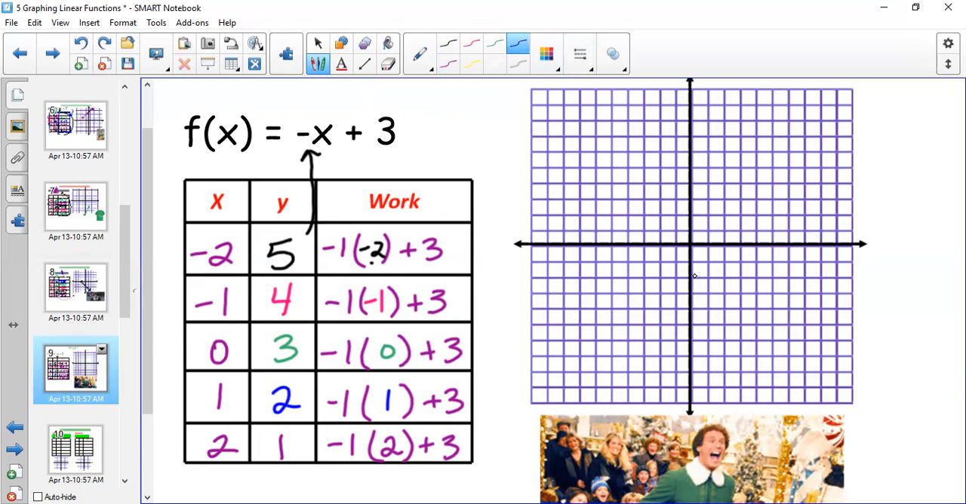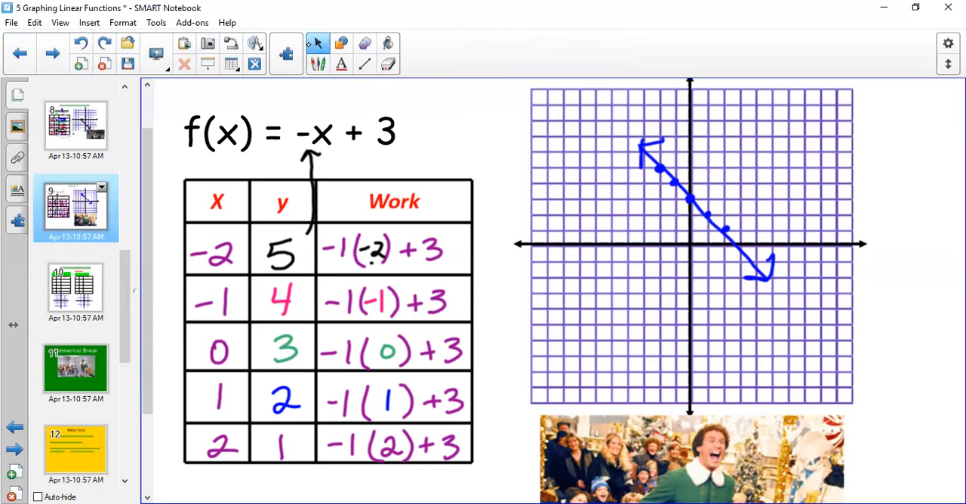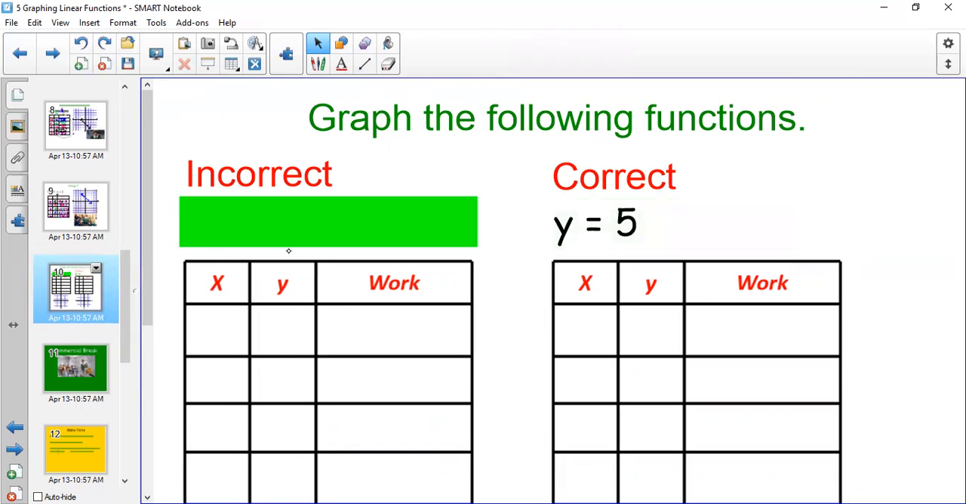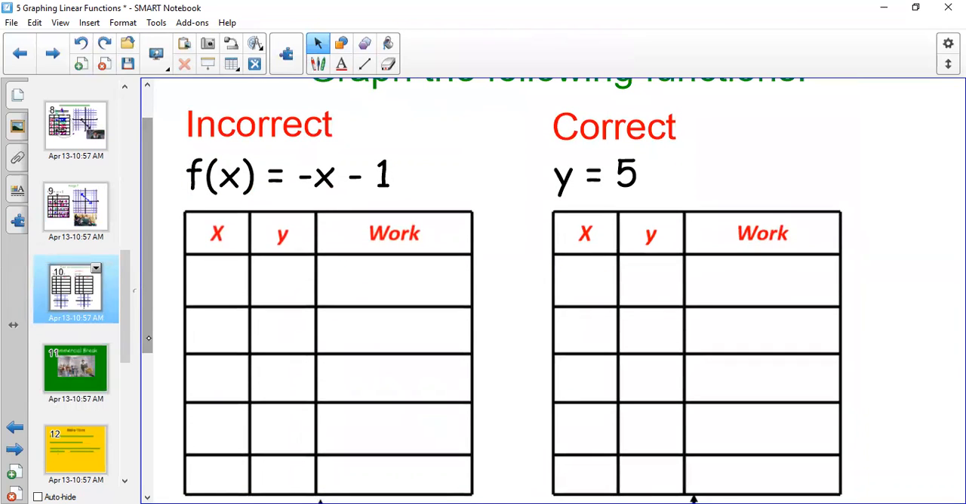Okay, now let's see if you plotted your points correctly. Did you go left 2, up 5, left 1, up 4, straight up 3, right 1, up 2, and right 2, up 1 to get a line that should have looked like that? All right, if you did, try the one on the right. So if you got it right, try a challenge. If you got it wrong, try one like the one you just did, just as additional practice. All right, go ahead and pause the screen now to give you some time to work. And when you're ready, hit play again and I'll go through the answers.